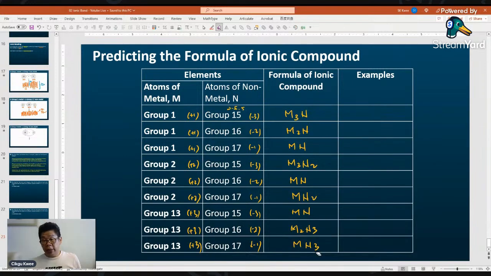In the exam, another question that may be asked is predicting the formula for ionic compounds and also for covalent compounds. Covalent compounds we will discuss in the next lesson, most probably next Monday, same time. I think that's all for our class.